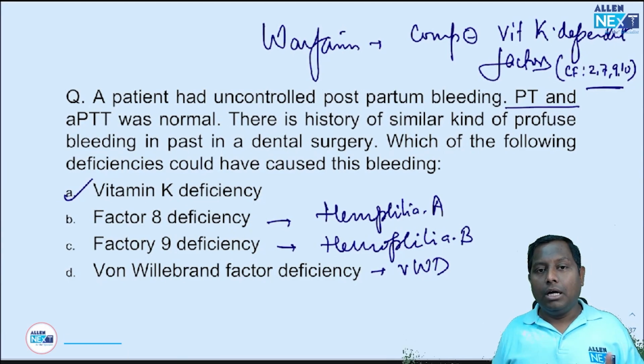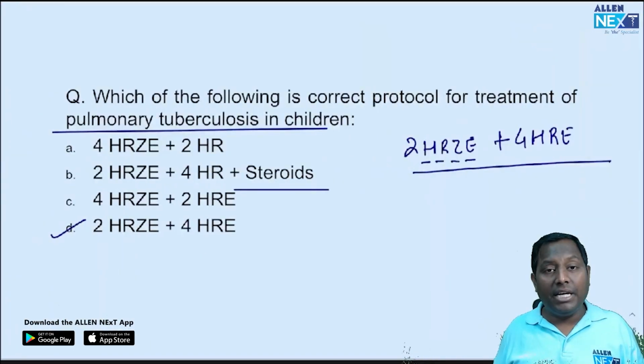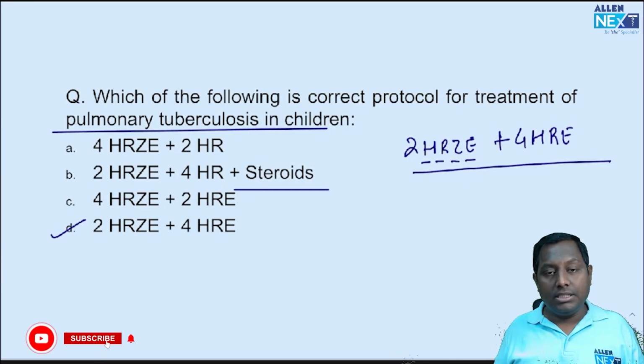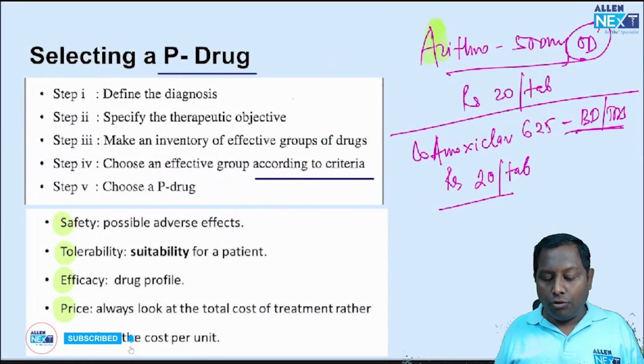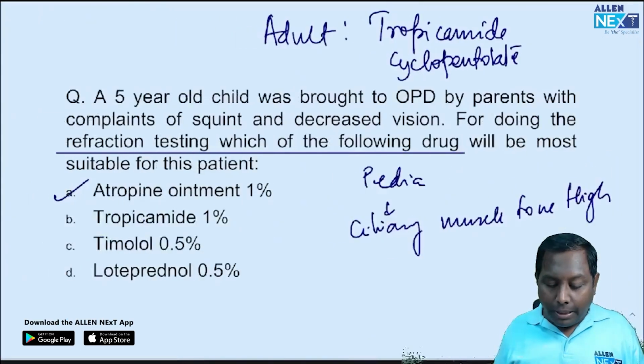History of bleeding is always going to be there if there's a vitamin K deficiency. Then pediatric population, adult population, 2 HRE and 4 HRE. This is again according to the guideline as well. As I've told you, step is for choosing a P drug. P drug is physicians or the preferred drug.